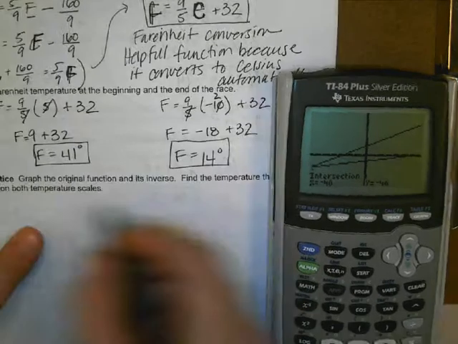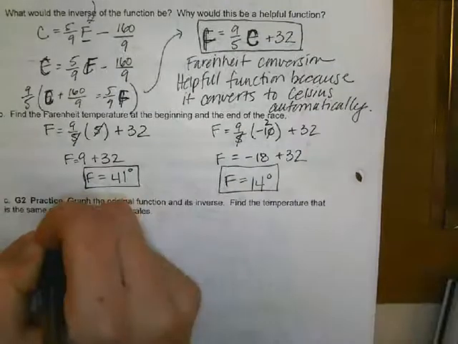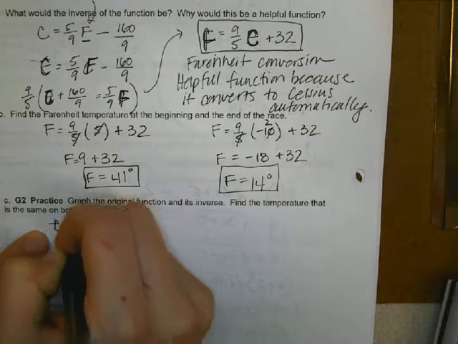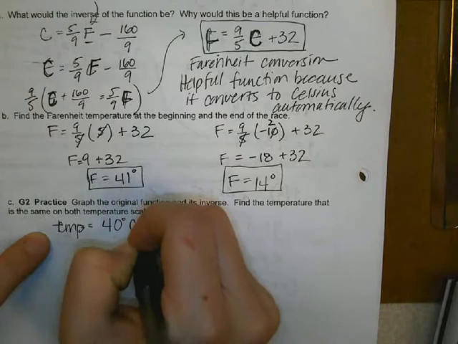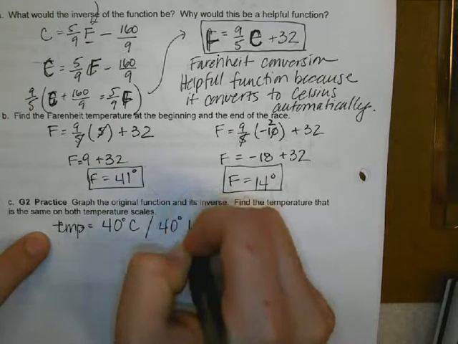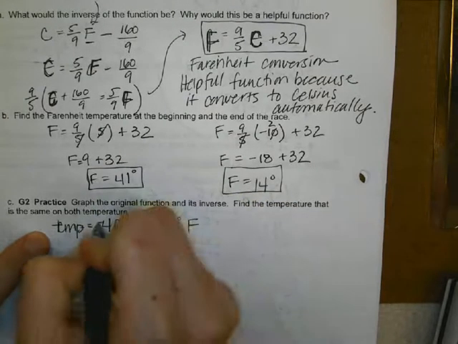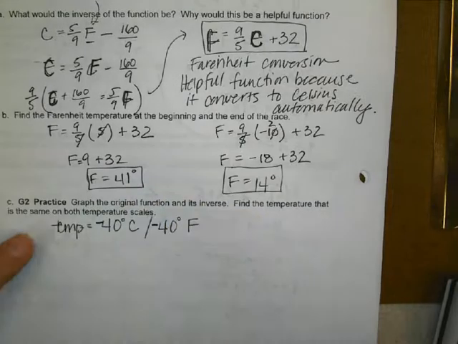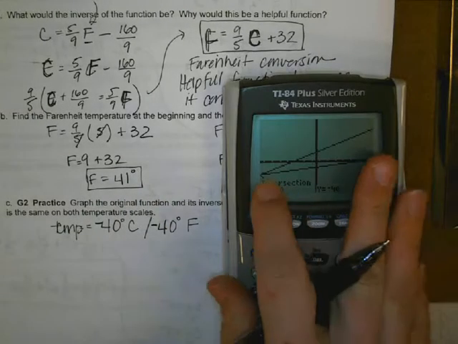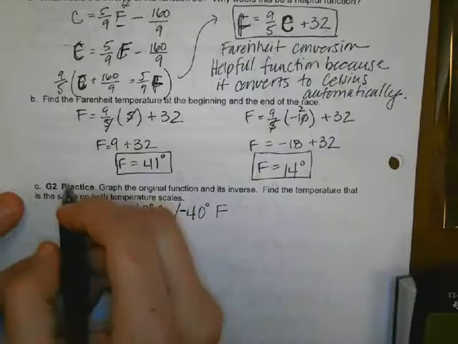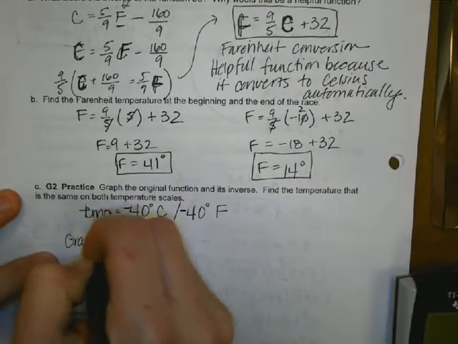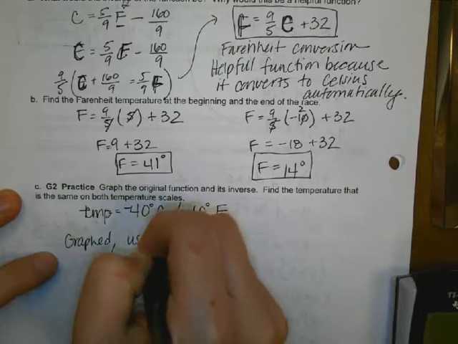Okay? So the temperature that's the same on both is 40 degrees Celsius, 40 degrees Fahrenheit, and actually it's -40. So -40 is where they both actually connect there. Okay, so we graphed. We used the intersect feature.